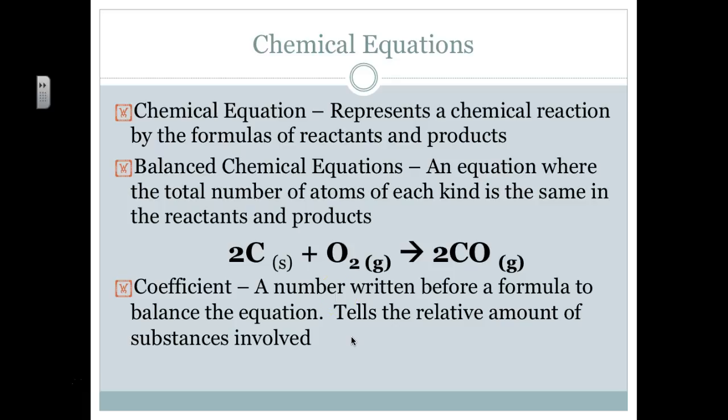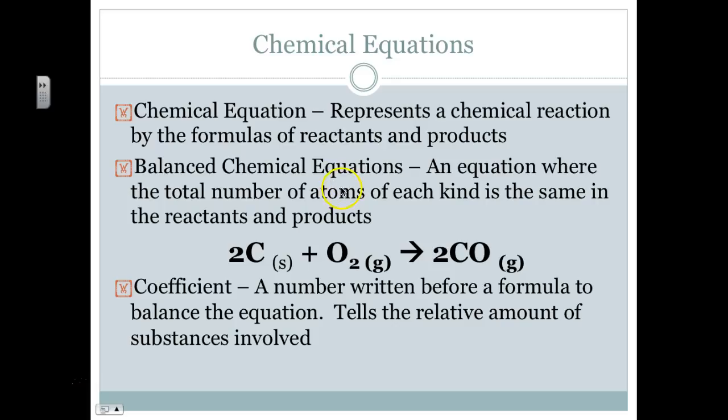Chemical equations now. Again, we're not at the point where we have to hardcore balance. You have to be able to identify if an equation is balanced, but let's talk about what that is. A chemical equation represents a chemical reaction by writing down the reactants and the products. And we'll talk about which is which here in a little bit. Specifically, we want to look at balanced chemical equations.